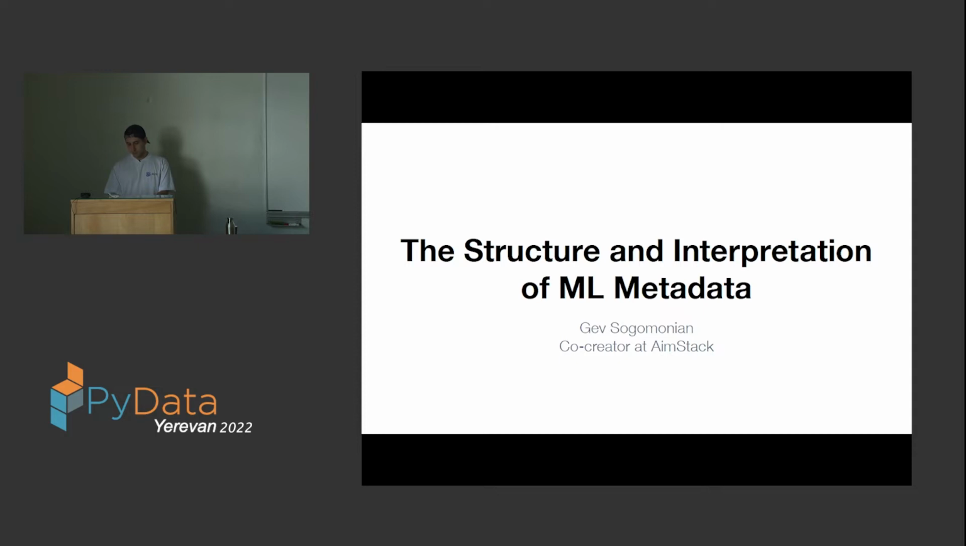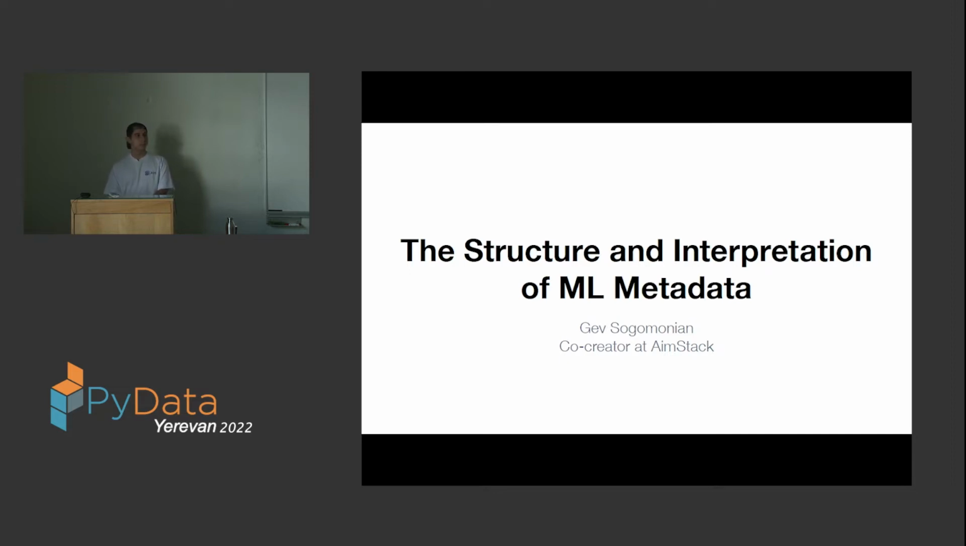So I'm excited here today to share a little bit of the knowledge and insight that we have learned while working with many teams while building AIM, mainly around machine learning metadata and how to think about it. What's the role of machine learning metadata in ML infrastructure?